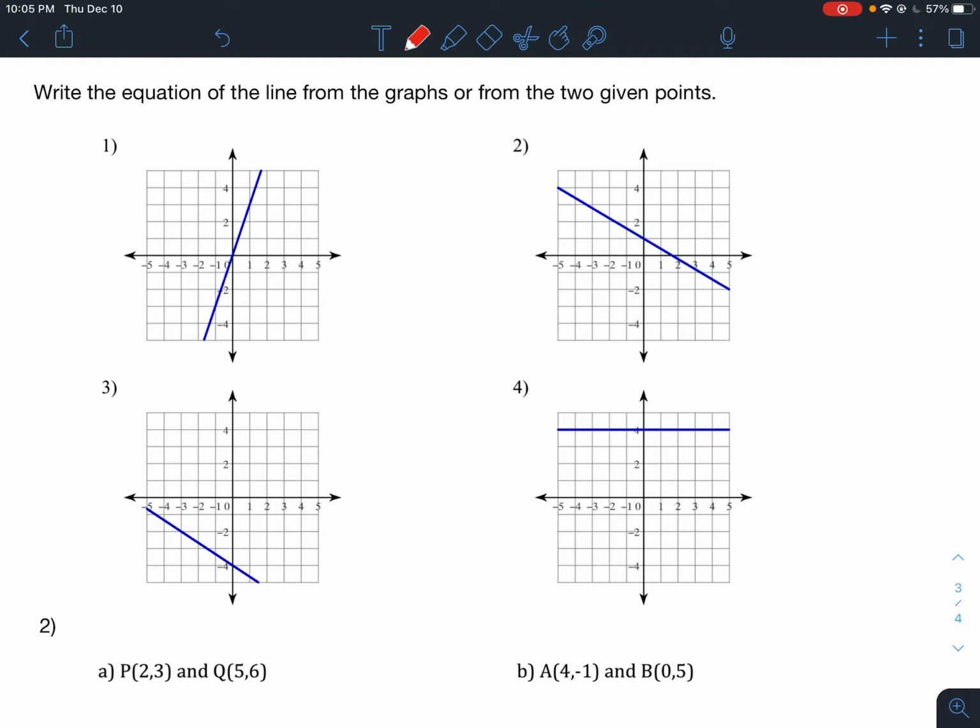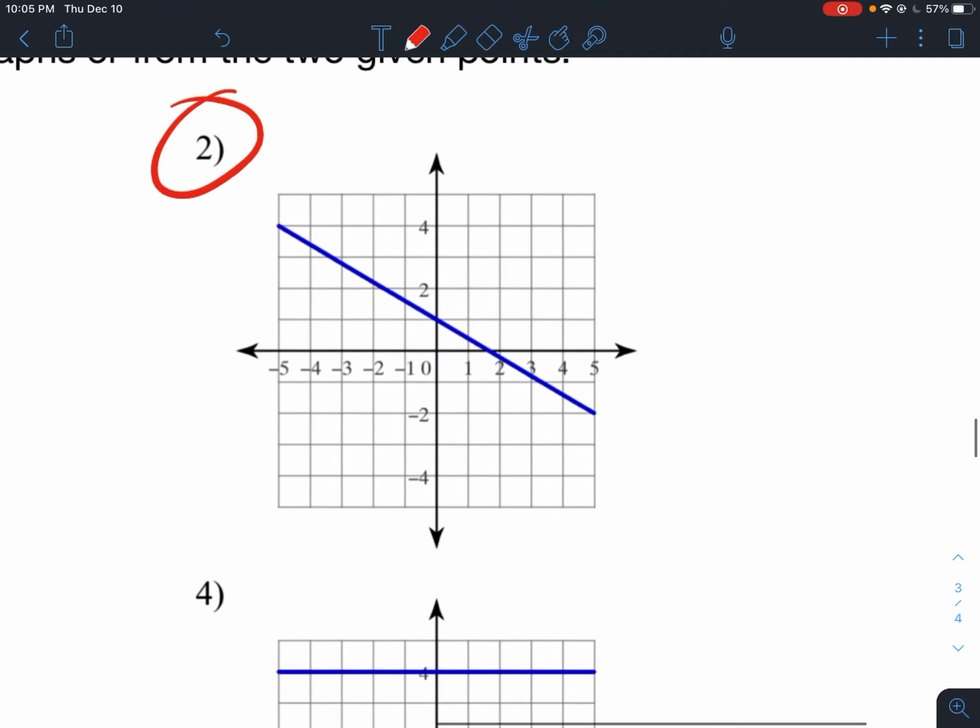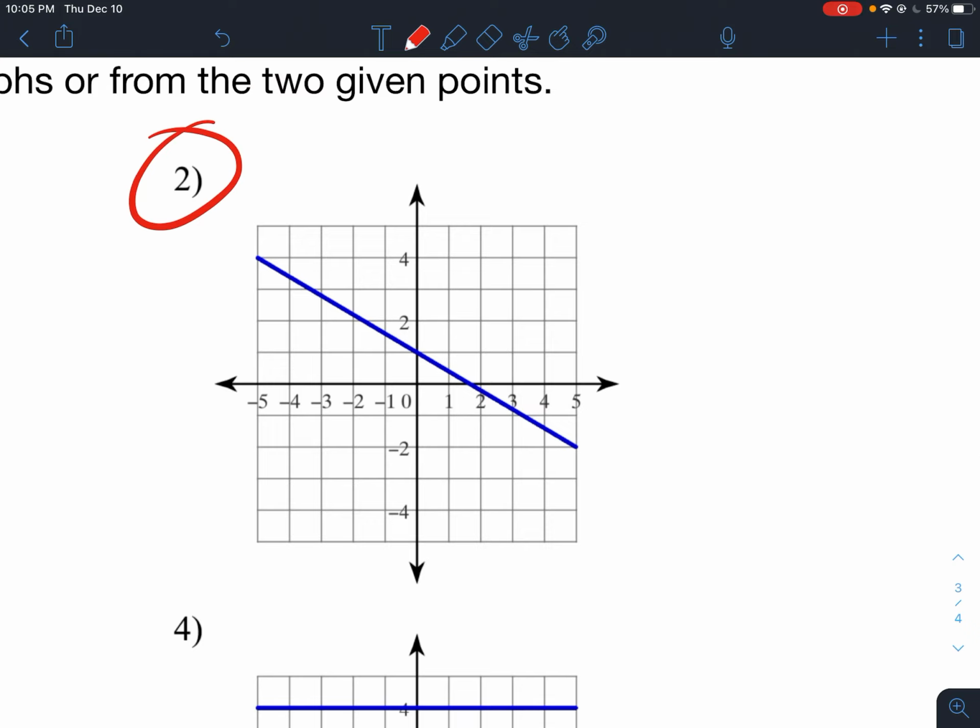Let's see. Let's do this guy. I guess I'll do number 2. So you've got to calculate the slope. There are two ways you could calculate the slope. You could count it, or you could pick 2 points and use a slope formula. In this case, since these are nice units, I'm going to count, all right?